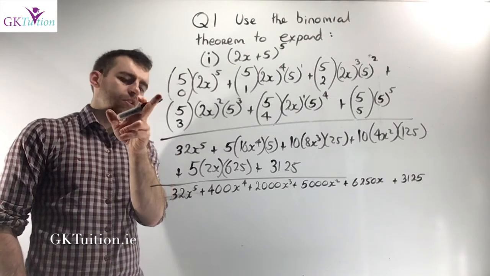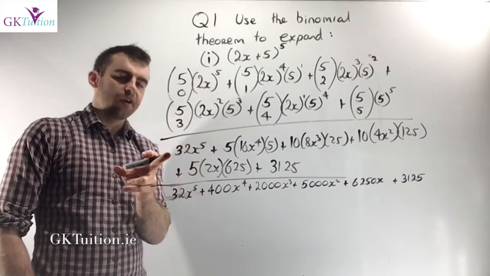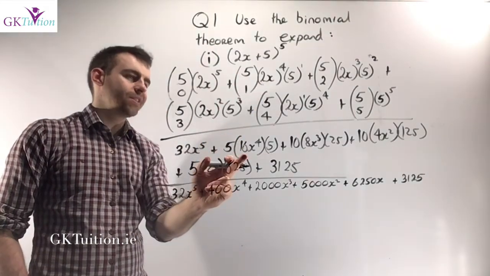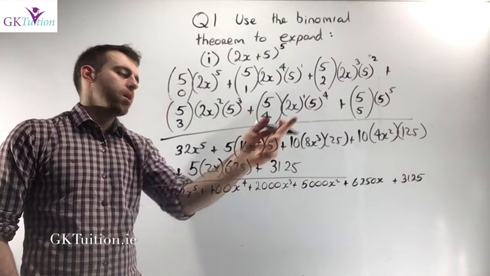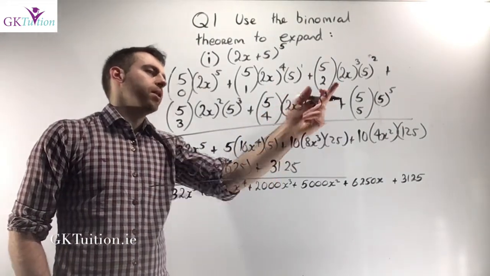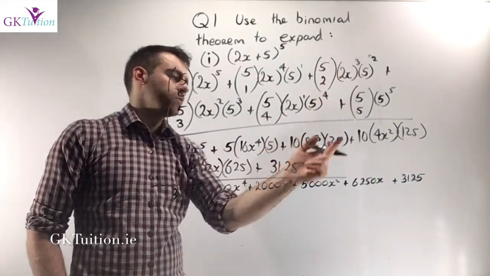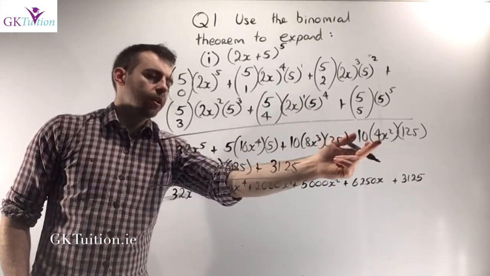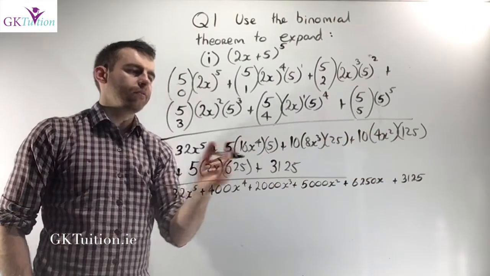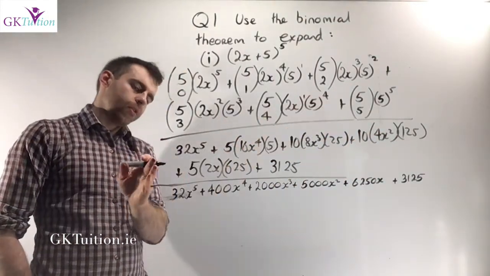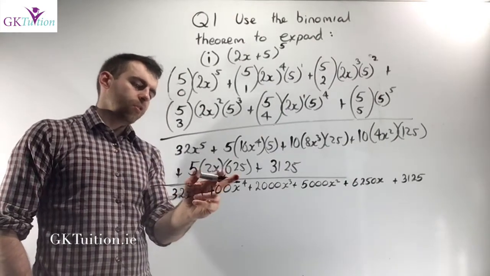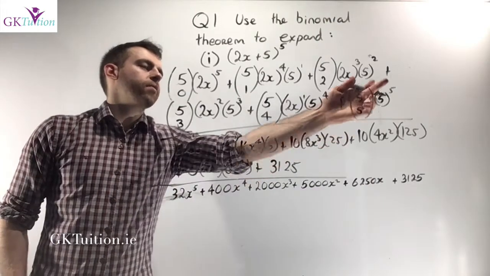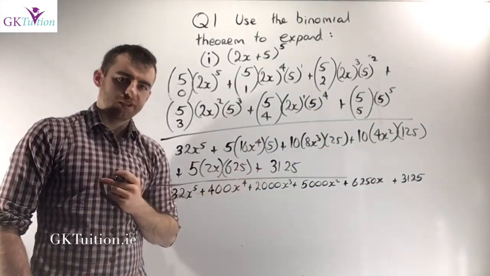Ultimately then, 5 choose 0 is just 1, and 2 to the power of 5 is 32. 5 choose 1 is 5, 2 to the power of 4 is 16, and then I just have a 5. Well, 5 choose 2 is 10, and then 2 cubed is 8, and 5 squared is 25. The next one I have 5 choose 3, which is 10, 2 squared is 4, and 5 cubed is 125. And we just work our way through the whole thing. The next term was 5 by 2x by 625. And the last one, 5 choose 5 is just 1, and 5 to the power of 5 is 3125.